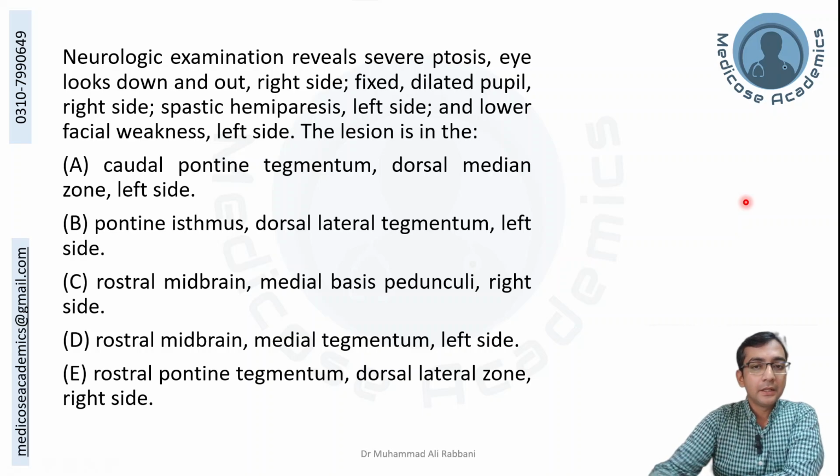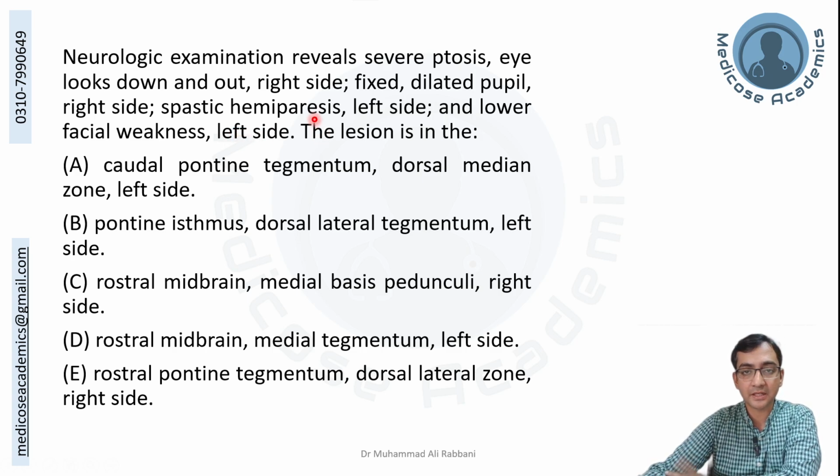Moving on, neurological examination reveals ptosis. Eye looks down and out. Right eye, fixed dilated pupil, right side, spastic hemiparesis, left side, lower facial weakness. Where is the lesion? So let us figure out what structures are involved.